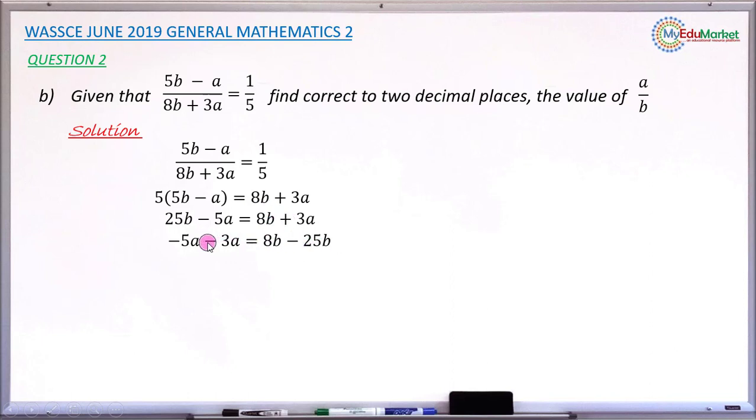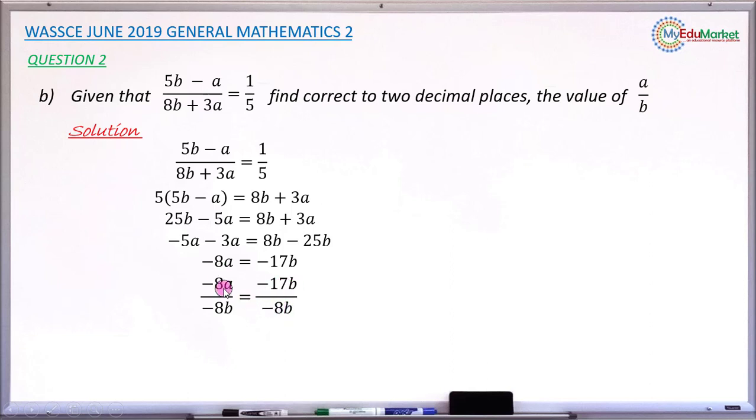8b, which I just copied, and 25b shifted to the right becomes −25b. So collecting like terms, −5a − 3a gives −8a. And 8b − 25b gives −17b. Next, to get a/b, you divide both sides by −8b. So dividing the left hand side by −8b: −8a divided by −8b. And similarly, the right hand side, which is −17b divided by −8b.